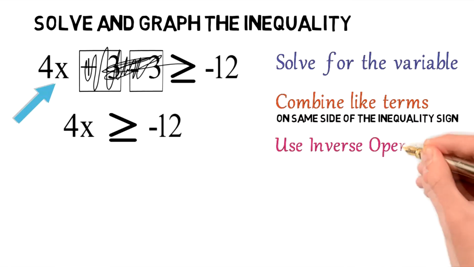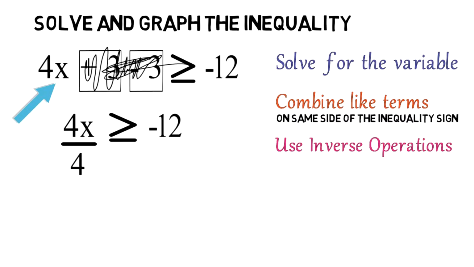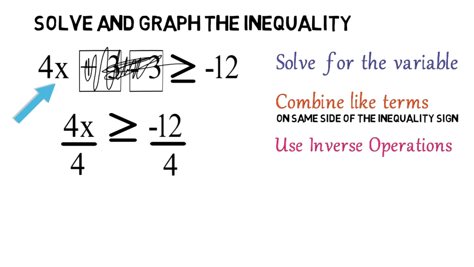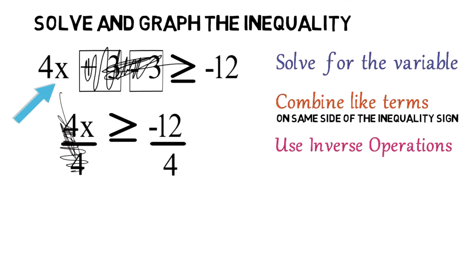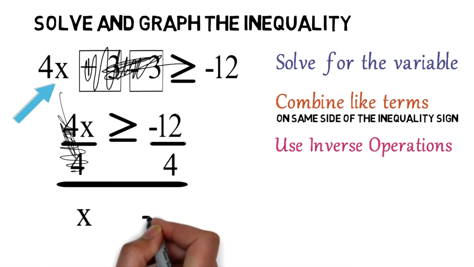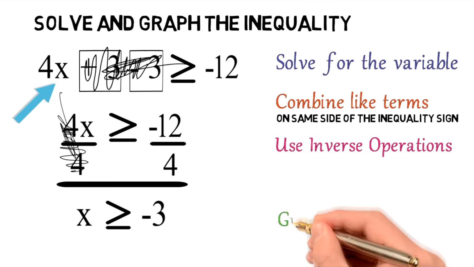Moving on to the next step, we're going to use inverse operations to isolate the variable. Therefore, we're going to divide by 4 on one side of the inequality, and whatever we do to one side, we'll do to the other side. Divide by 4. The 4's wind up canceling each other out. And then what are you left with? Well, you're left with x is greater than or equal to negative 3.